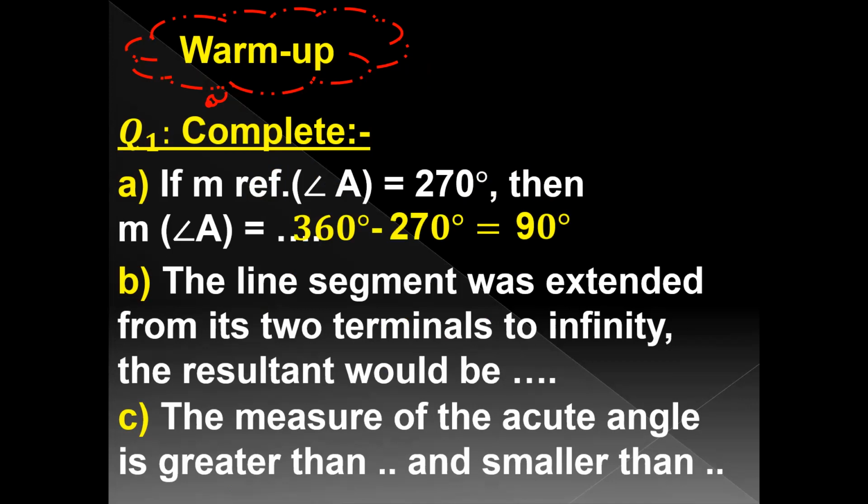A line segment extended from its two terminal points to infinity, the result will be a straight line. The measure of the acute angle is greater than 0 degrees and smaller than 90 degrees.